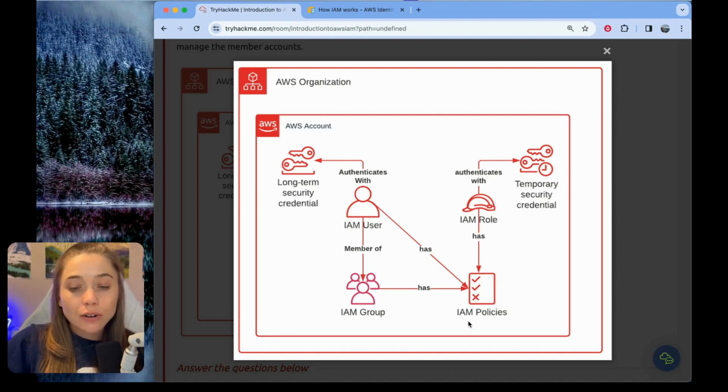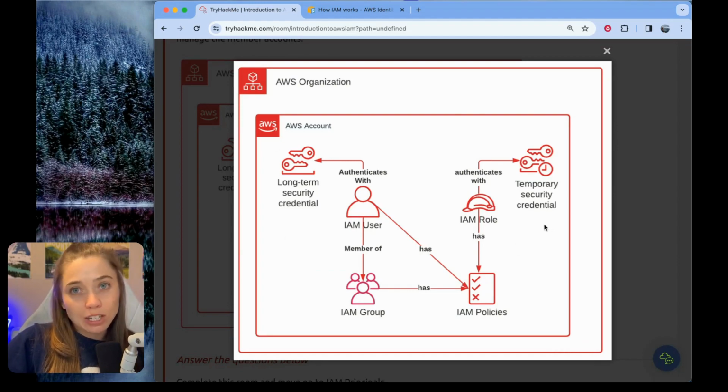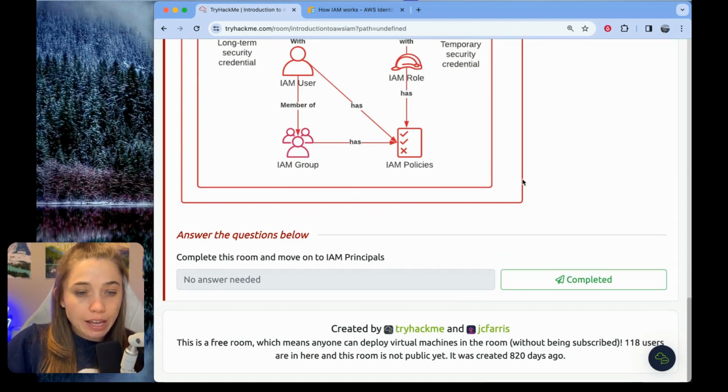The IAM role also has IAM policies attached to it that are going to determine what the entity that assumes that IAM role is going to be able to do using those temporary security credentials. So that's a little bit of an overview. I don't really know why this diagram involves the AWS organization, because this is more like a basic IAM diagram. But I guess just to get the point across, this would be true even if the account was not in an AWS organization.